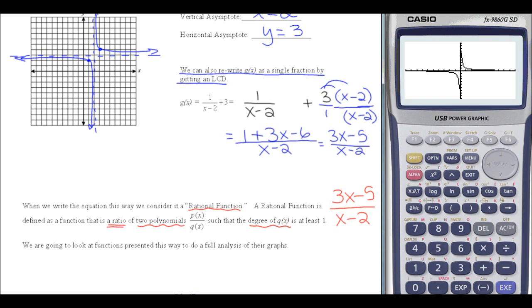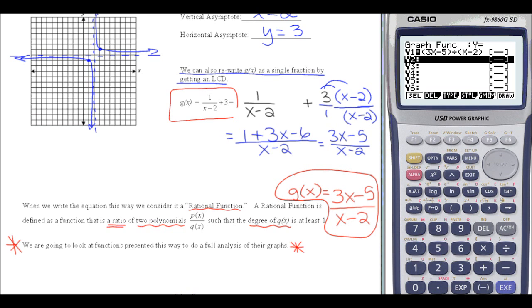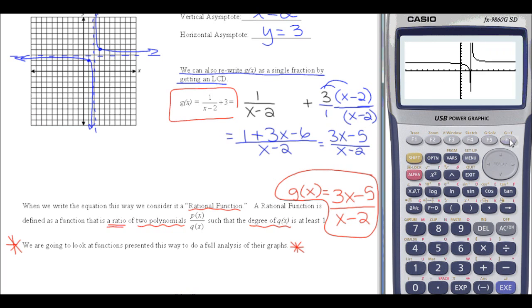When we write it the way we had written it in the beginning of the problem, we can tell it's a transformation. We've moved to the right and we moved up. When we write it this way, we consider it a rational function. And what we're going to do right now is look at the function presented this way to do a full analysis of its graph. So what I just did is I typed this equation into the y1 in my calculator, and I just want to show you that if I draw it, this looks like the graph I have up there.